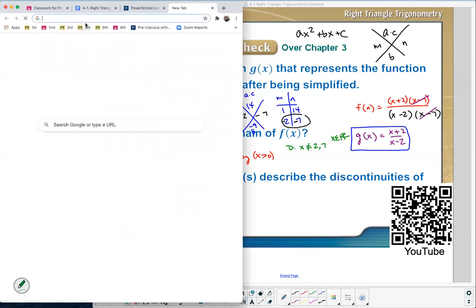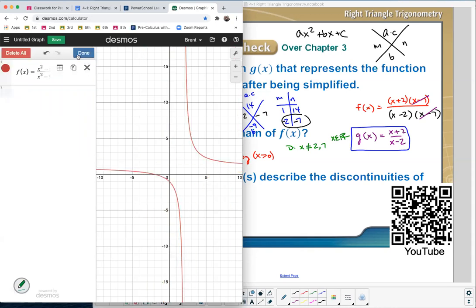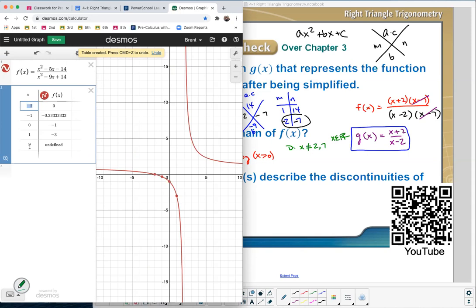So I'm going to go to Desmos here. X squared minus 5x minus 14 over x squared minus 9x plus 14. That was our equation. I'm going to hit the table, hit that settings and then convert to table. It'll show us the values that are undefined, the breaks. We have a break at 2, just like I said we would. And if I type in a 7 here, you see there's also a break at 7. So the domain, as you see it, is all reals except for 2 and 7.